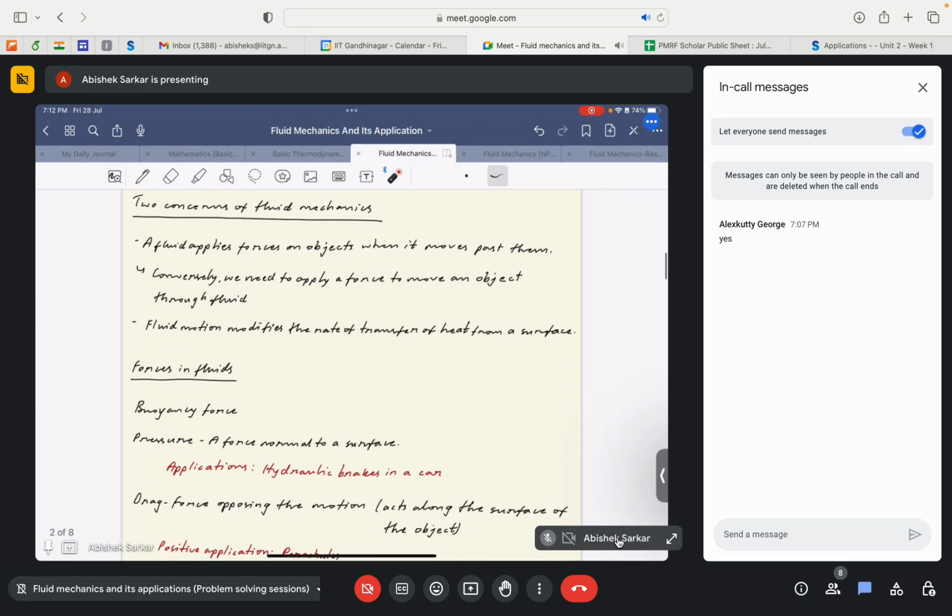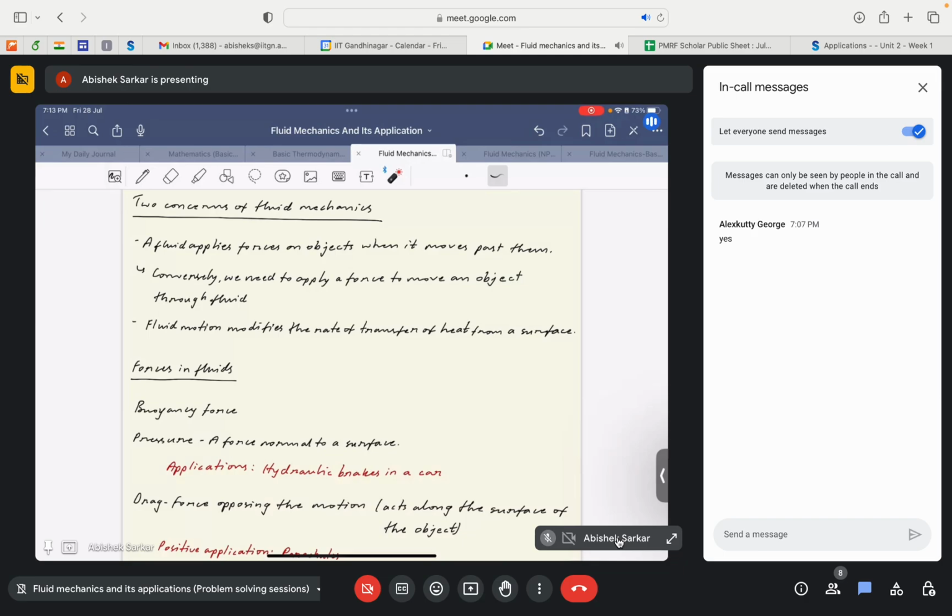Okay, so as Professor Gupta might have obviously mentioned in the lectures, a fluid applies forces on an object whenever it moves past them. Basically it means that if you put an object in a fluid flow, it will experience some kind of force, right? Or conversely, if we want to move that object in a stationary fluid, say, or even in a moving fluid, we have to apply some additional external force so that we can overcome the resistance that is being offered by the fluid. And this resistance, you will eventually understand, is because of the viscosity of the fluid, right?